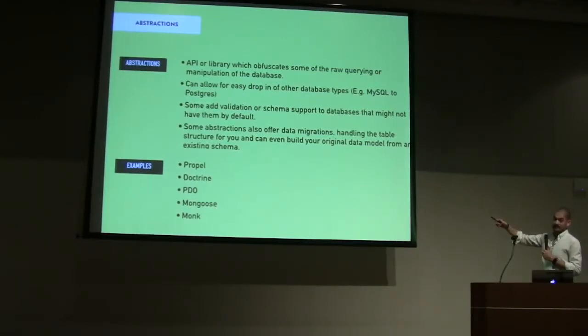And this is really critical, especially on the NoSQL side: some add validation and schema support to databases that might not have them by default. So you can add a schema to your MongoDB, and it will error out automatically if the data doesn't follow that schema, so you don't have to be programmatic and have those fallbacks built in.